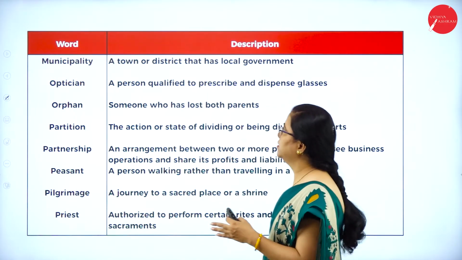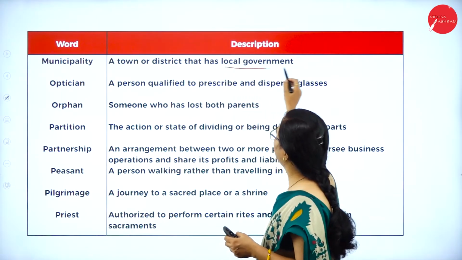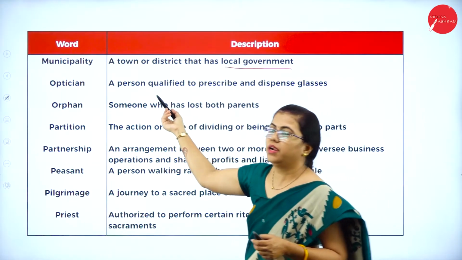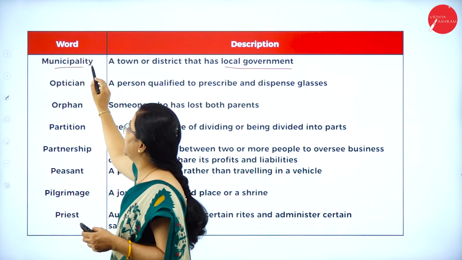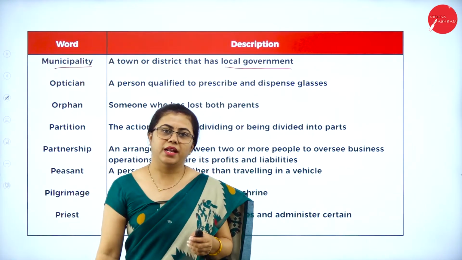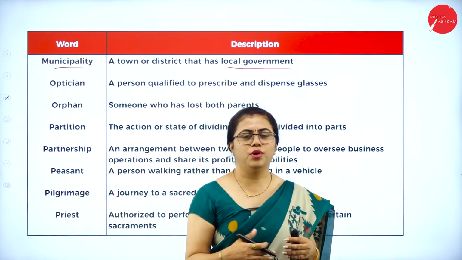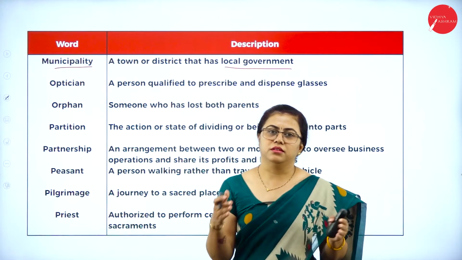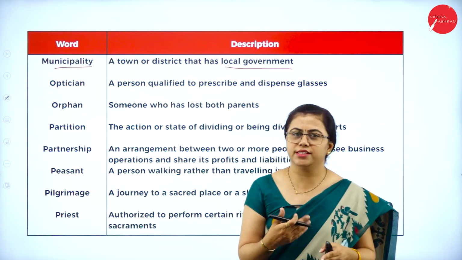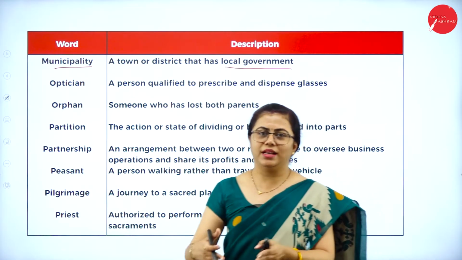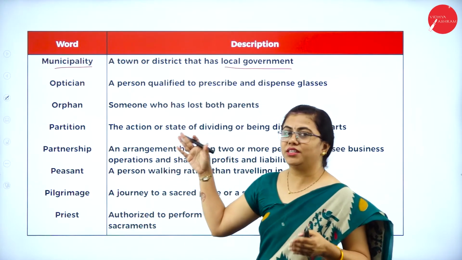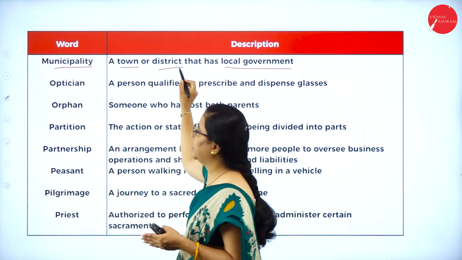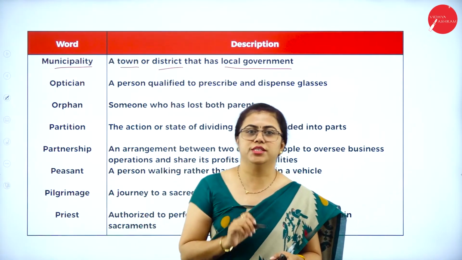Then the town or district that has a local government. Whenever you get this word local government, you can guess it as municipality. Okay, so municipality in different levels, as it is different. Like for example, village level, it is different. That is gram panchayat. Town or district, that level, it is called as a municipality.